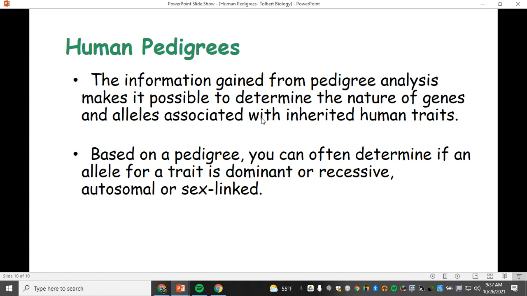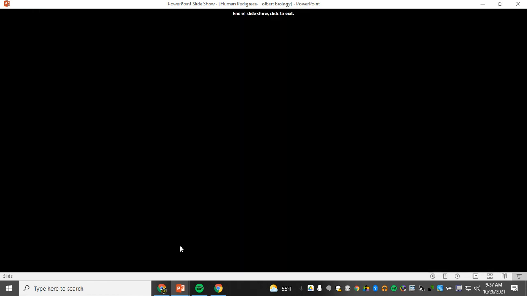So we use these pedigrees to determine if an allele is going to be passed down, and if it's dominant or recessive. There's a whole host of things we can learn from it. I hope you enjoyed today's little lesson, and that's why we use pedigrees.